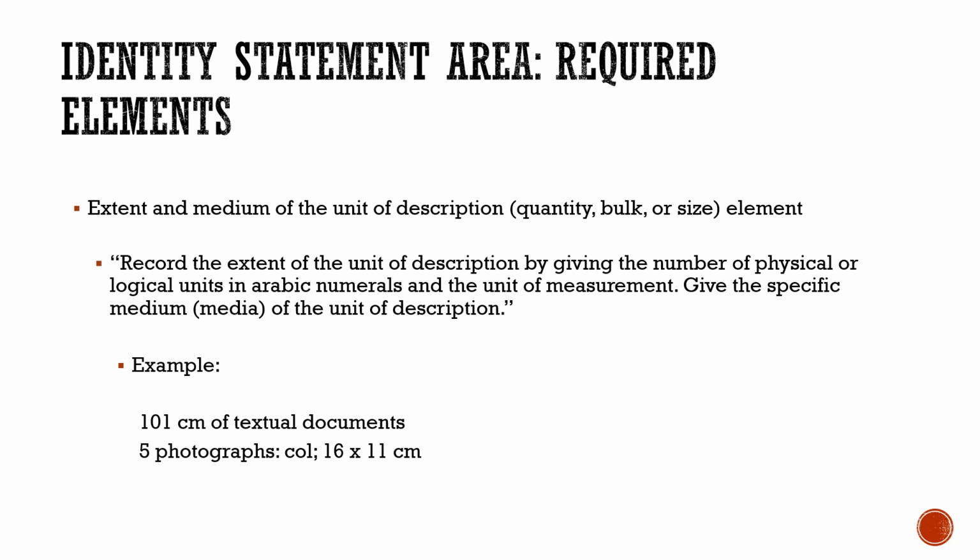Extent and medium of the unit of description is a required element in the identity statement area. This can be thought of as the physical description. The rule is, record the extent of the unit of description by giving the number of physical or logical units in Arabic numerals and the unit of measurement. Give the specific medium or media of the unit of description. See the examples on the screen.